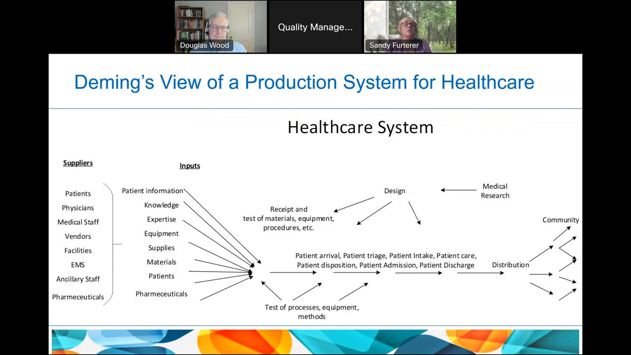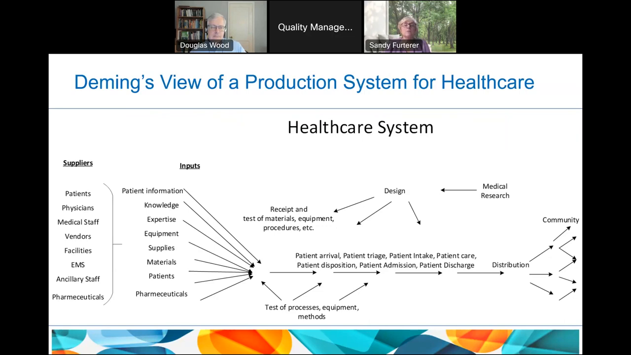Many of you may know that this production system view of Deming really was the first time that we got the concept of the SIPOC. I'm not sure who's credited, if anybody knows out there, with actually creating the SIPOC. I've never seen a name attached to it, like we've seen names attached to the cause and effect diagram, Ishikawa's and so forth. But the concept easily could have been derived from Deming's view of production system, because he started over there on the left, where you've got your suppliers.